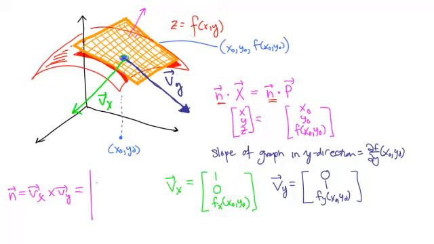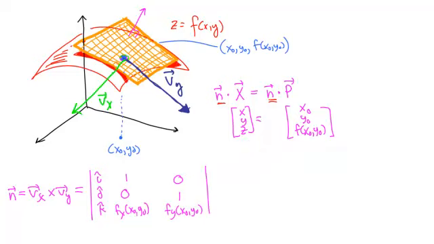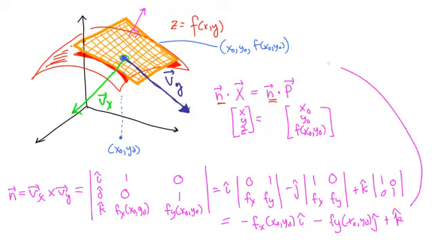So let's do that. We'll take i, j, k. Let's stick in this vector here, and let's stick this vector here. So then if we expand this out, that's going to get us the vector negative f sub x at the point x naught, y naught i minus f sub y at x naught, y naught j plus k. And so now we have a normal vector, and we can take that normal vector and plug it into the two places where we were missing it from before.